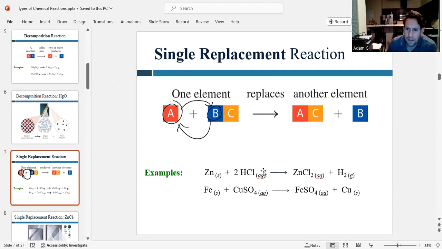Here's some examples. Zinc and HCl. The zinc is going to trade places with the hydrogen. And so you're going to have zinc chloride and hydrogen's all by itself. Here's another example. Iron and copper sulfate. The iron and the copper are going to trade places. So now you have iron sulfate and copper's alone. So single replacement.